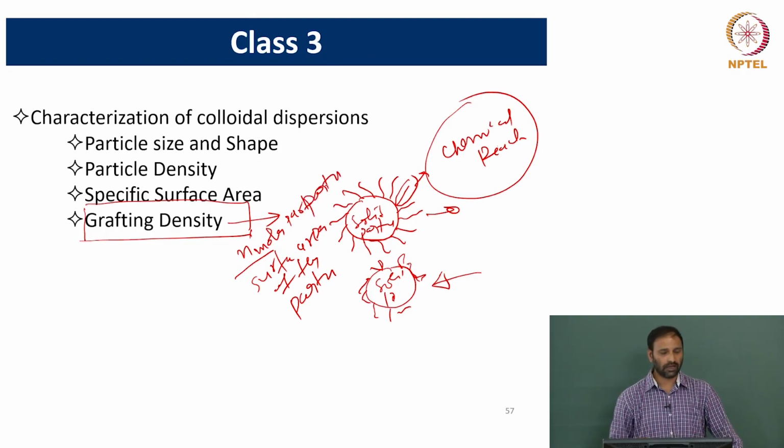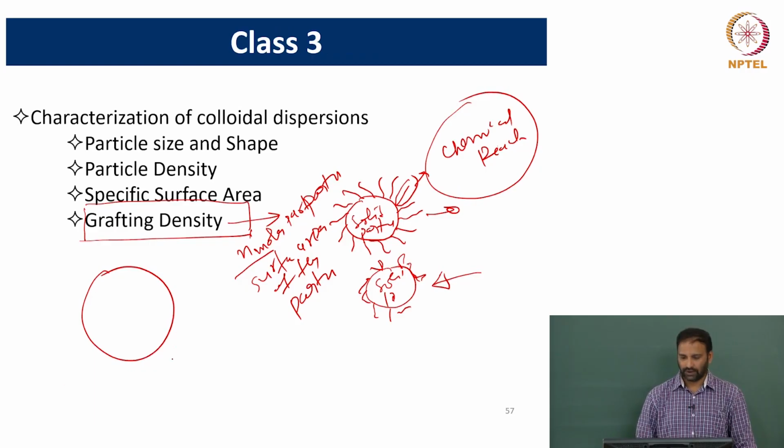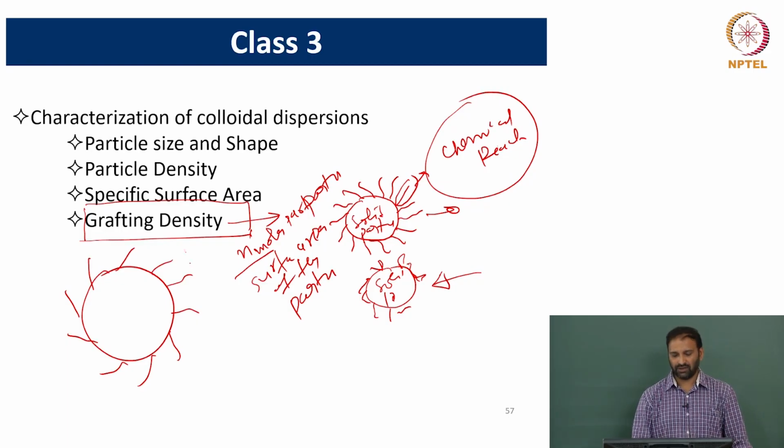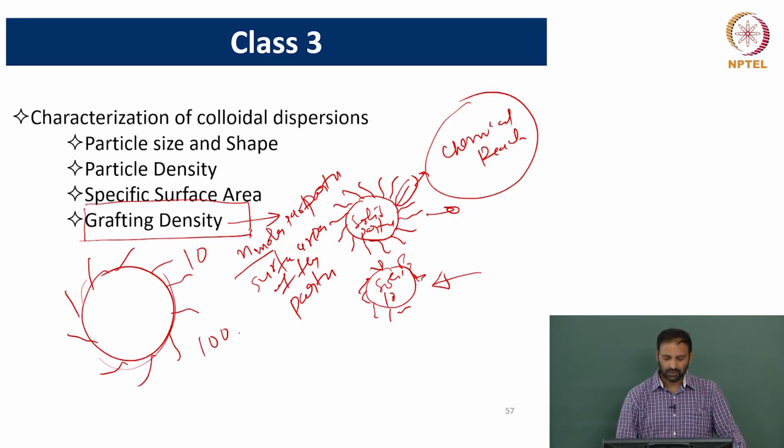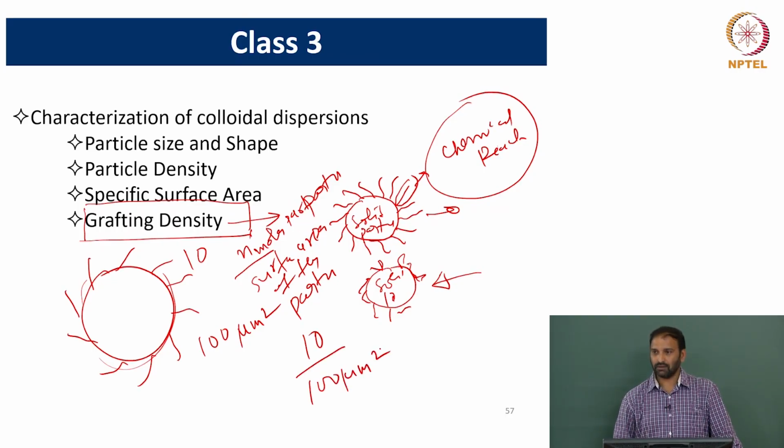That means if I have a particle and I say I have put in, I don't know, some 10 chains, and the particle surface area is, for example, 100 micrometer square, then your grafting density is going to be 10 divided by 100 micrometer square. Typically this will have units of number per micrometer square or meter square. So that's your grafting density.